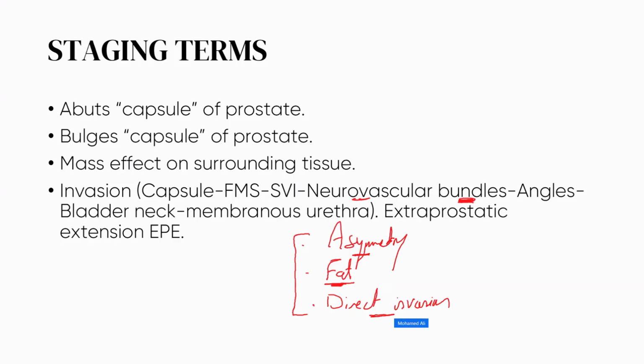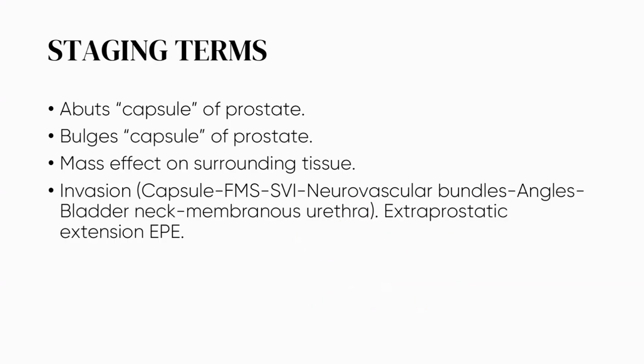Sometimes you can see direct invasion towards the neurovascular bundle. These are features of neurovascular bundle invasion. We have two important angles, the recto-prostatic angle and the prostate seminal vesicle angle. Both of these angles should be reviewed during your report. Invasion of the bladder neck is one of the most important findings, as is invasion of the membranous urethra inside the prostate. You should also mention clearly whether you have any extra prostatic extension or not in your report, as we will see in our report.